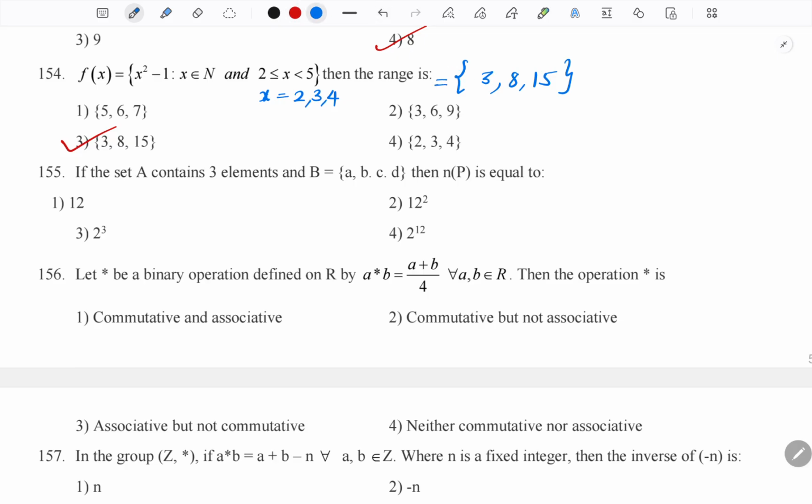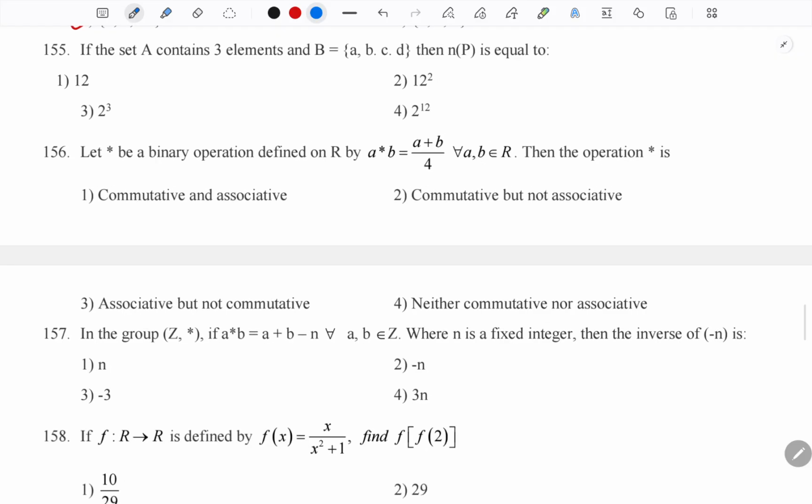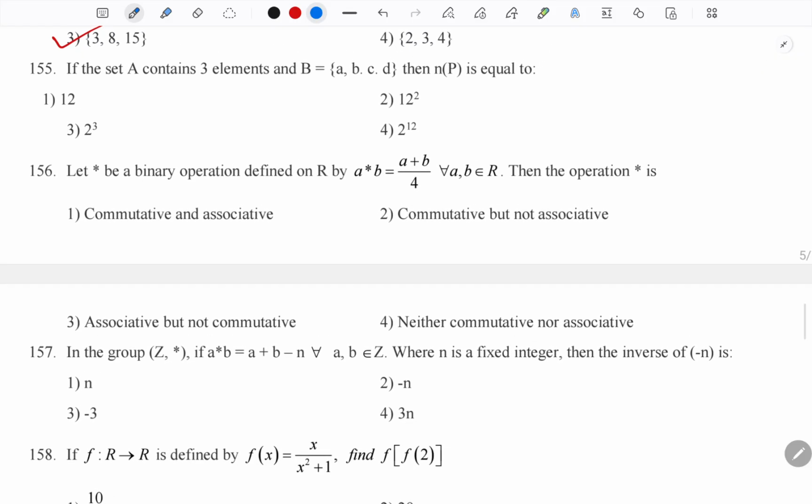Next one. If the set A contains 3 elements and B contains how many elements? It is a comma, right? This one is correct, comma, comma. How many elements here? It contains 4 elements, right? Then what is n of P? Observe, what is the P here in set theory? It's a power set, right? So what is the power set formula? The number of elements in the power set equals 2 power n of A into n of B formula, right?